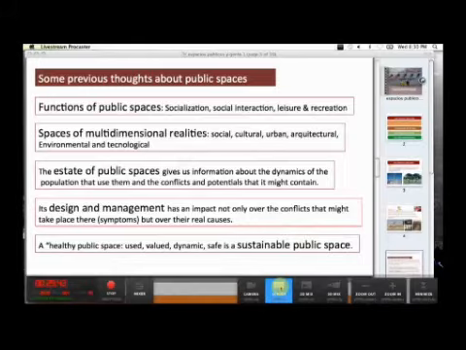Finally, a healthy public space, which is used, which is valued, which is dynamic, which is perceived as safe, is also a sustainable public space.